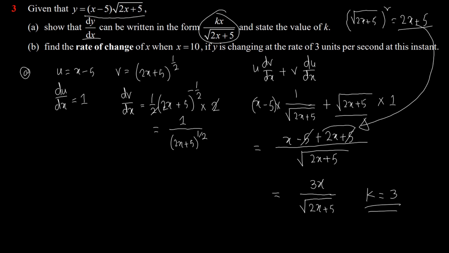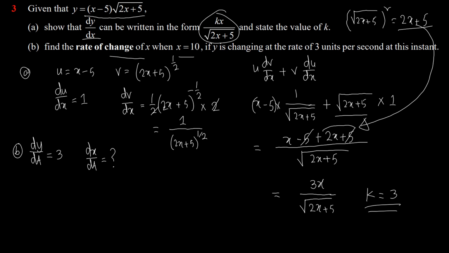Now the second part of this question. It is written there that when x equals 10, y is changing at 3 units per second. So the value of dy by dt is given, which is 3 units per second. But the question is asking for the rate of change when x equals 10. The question is asking for dx by dt. This is our keyword. What is dx by dt? The rate of change in x.